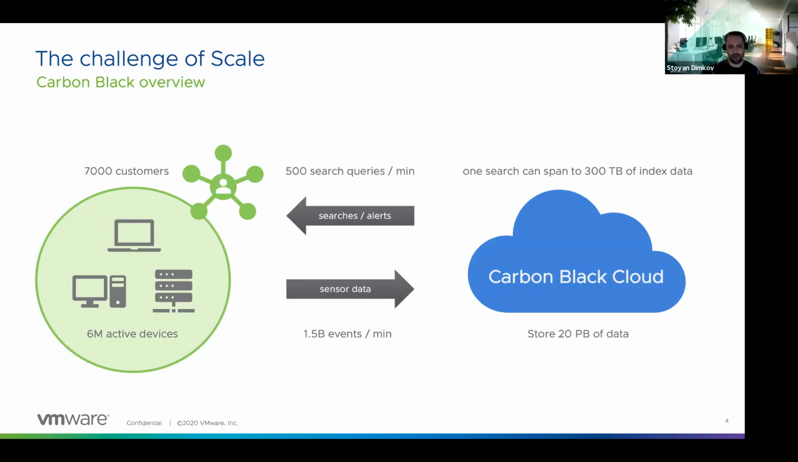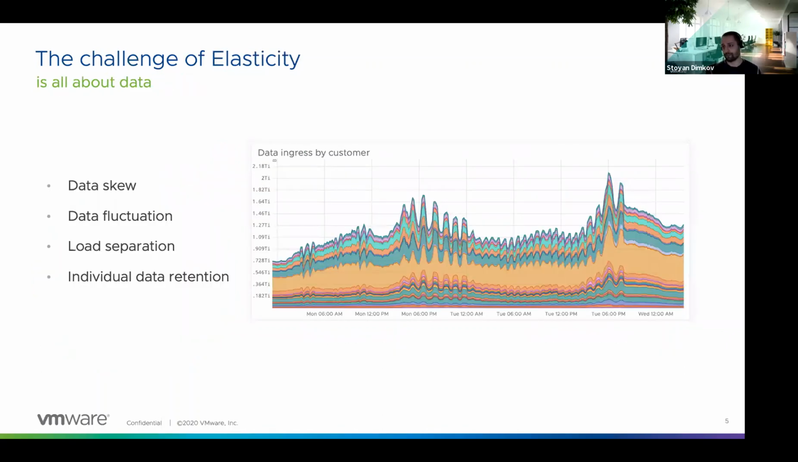So enough about scale. Let's talk about elasticity. In our case, the problems and the needs to think about elasticity all derive from data. Now, if you look at that diagram on the right, that's actual production data. And we can recognize a few unpleasant patterns. Both at the macro level of the whole stream, we have these fluctuations. And also at each individual color, which represents a customer, we do have some moments where suddenly the traffic spikes. So essentially, we experience data skew.